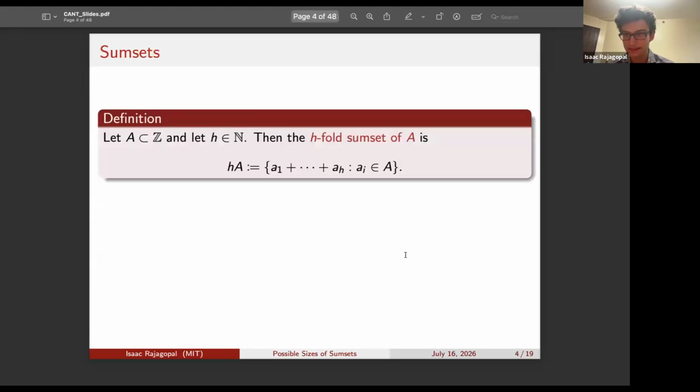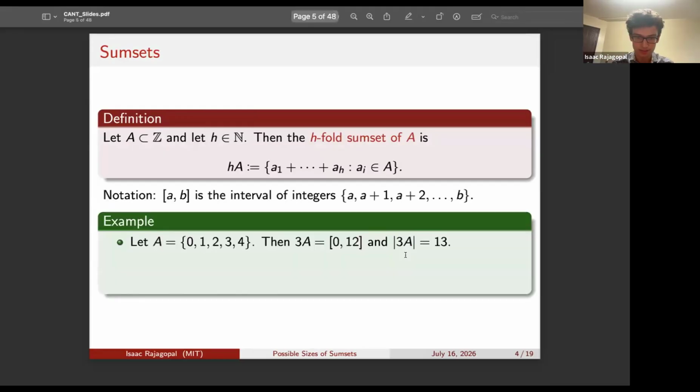So to get started, let's define the h-fold sumset. If A is a set of integers, the h-fold sumset of A is all of the things you can make by adding up h elements from the set A. I imagine this set has appeared in many other people's talks, but let's look at a couple examples. If A is the set of five integers 0 through 4, then 3A is going to be the whole interval from 0 to 12. And so the size of the set 3A will be 13.